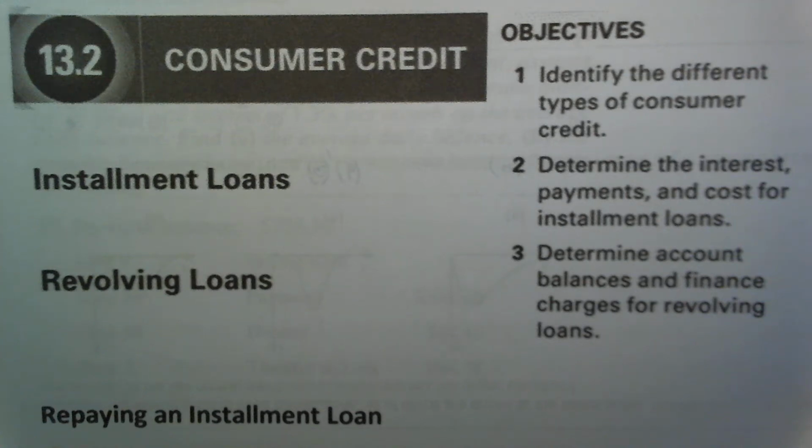Section 13.2 is about consumer credit, and we'll be talking primarily about installment loans and revolving loans, beginning with repaying installment loans. So let's define the terms. An installment loan, or closed-end credit, involves borrowing a set amount of money up front and paying a series of equal installments, in other words payments, until the loan is repaid.